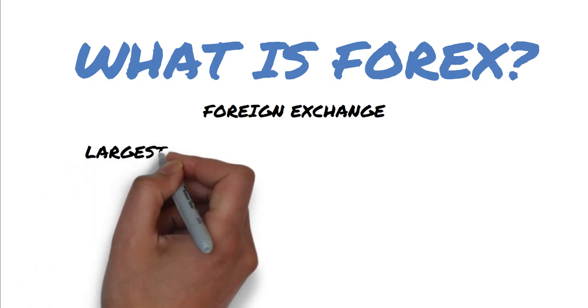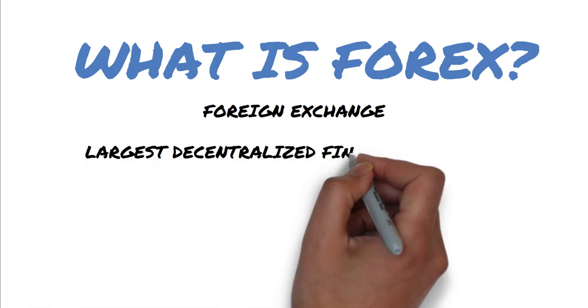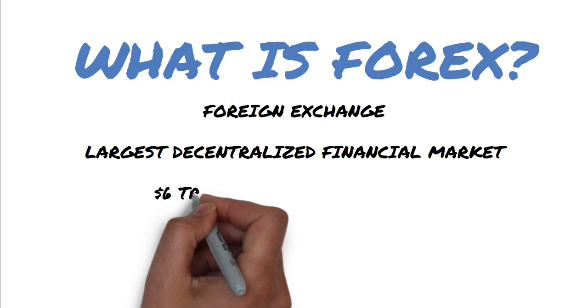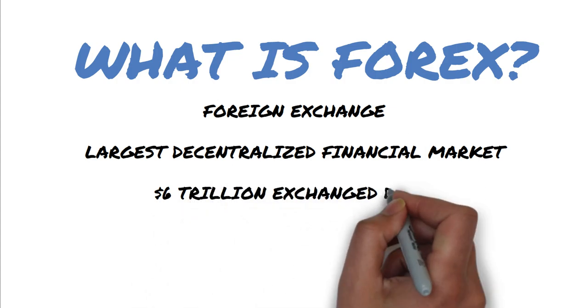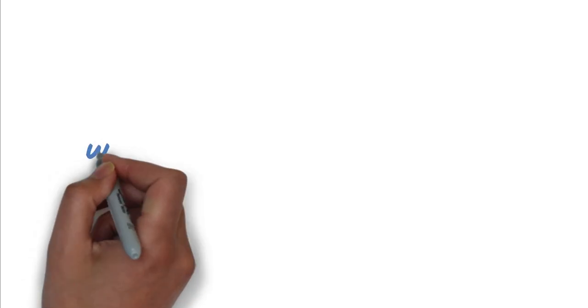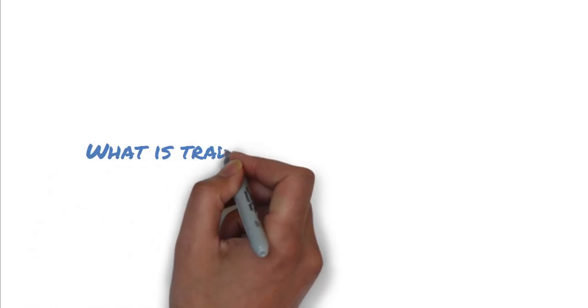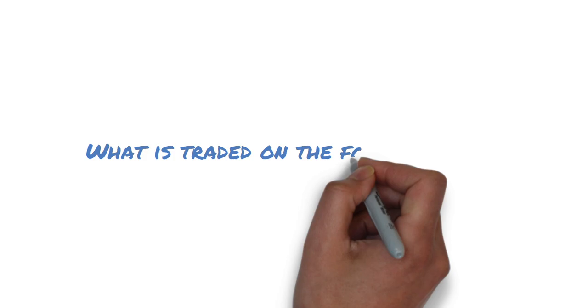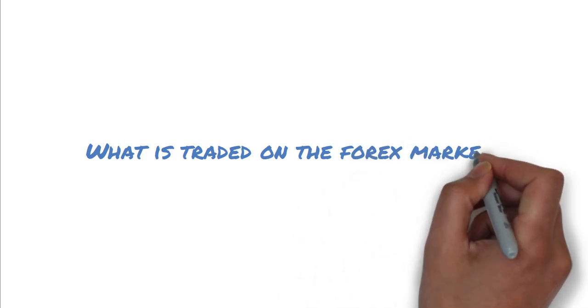It is the largest decentralized financial market that has approximately $6 trillion exchanged daily. This means, unlike the New York Stock Exchange, the Forex market does not have a centralized location. So, what exactly is traded on this foreign exchange market? Let's take a deeper look into that.